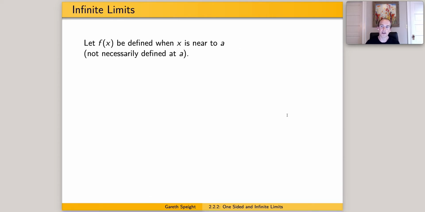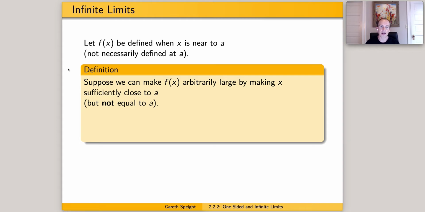Okay, so let's look at infinite limits next. So what is the idea of infinite limits? Again, f of x is supposed to be defined when x is close to a. So now we're looking at two-sided again, but we're not going to be approaching L, we're going to be approaching infinity. So f of x is defined for x close to a. We don't care what happens at a. And in this case, suppose we can make the values of f of x arbitrarily large by making x sufficiently close to a, but not equal to a. So again, we don't care at a.